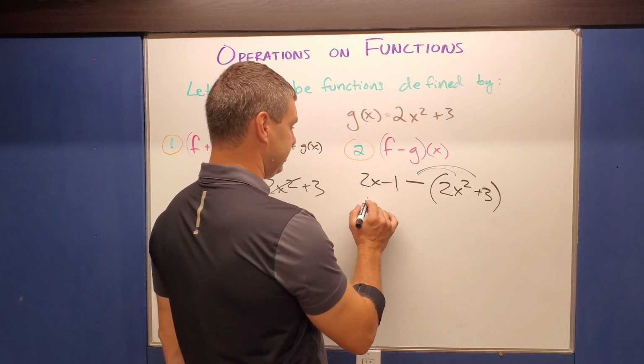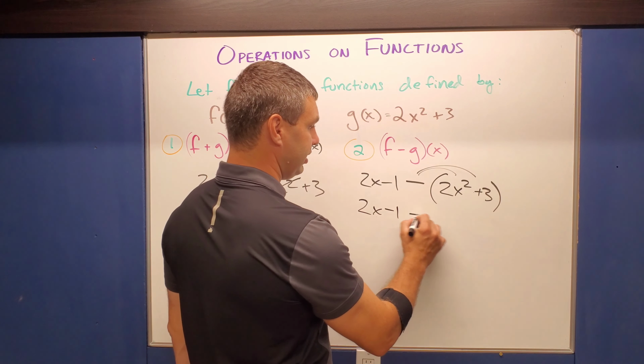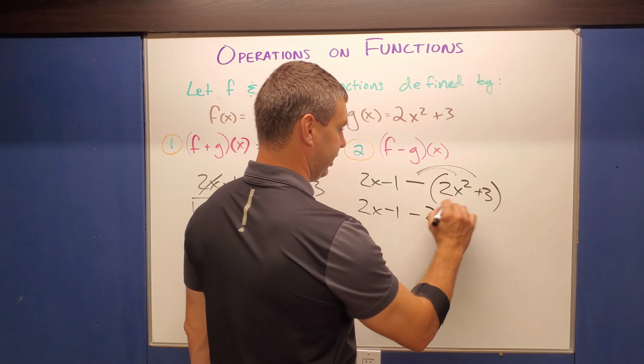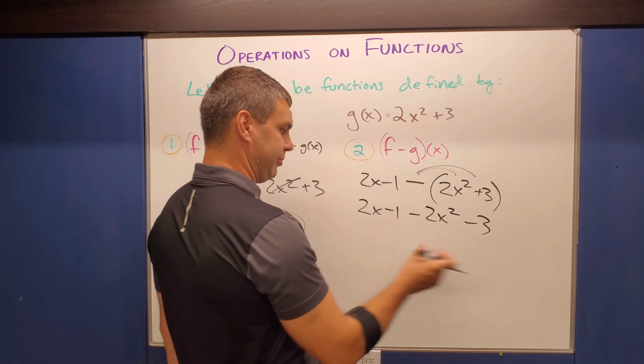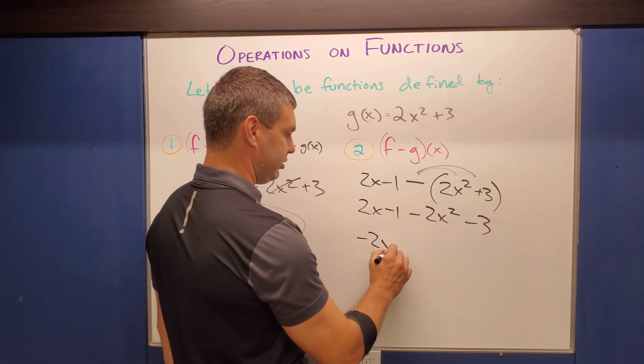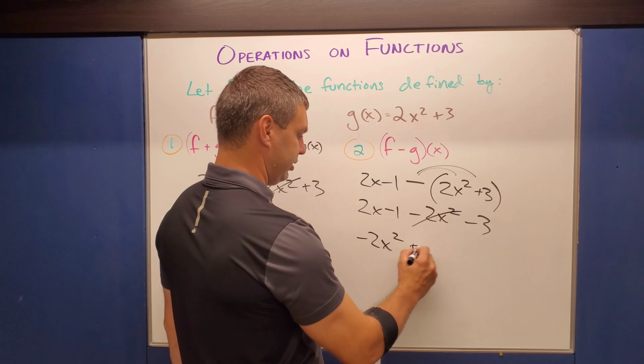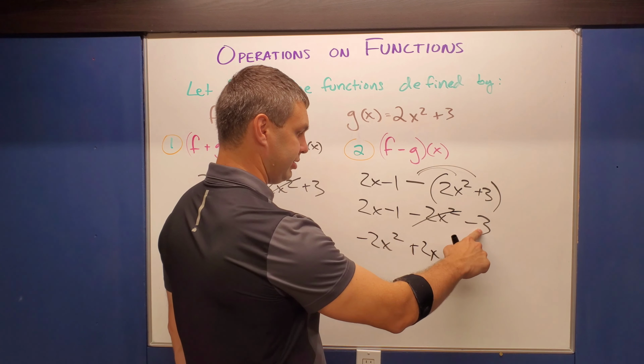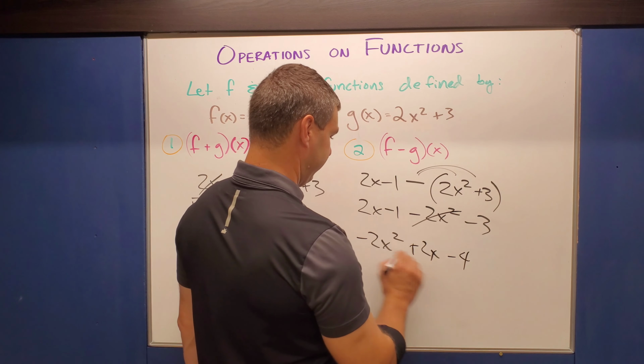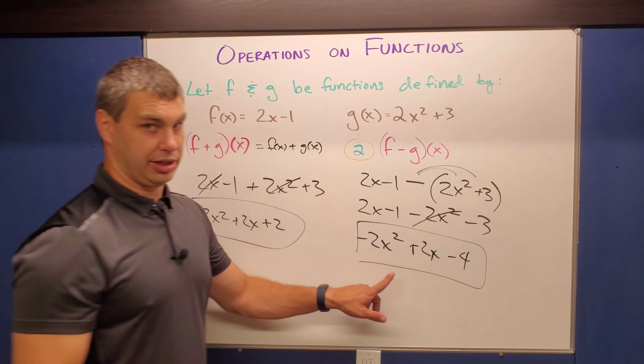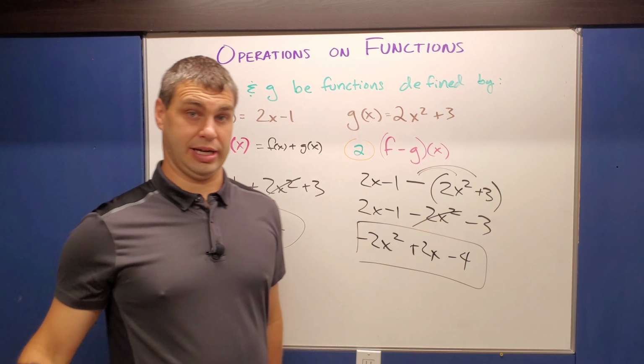So if I do this here, this is going to be 2x minus 1, negative 2x squared minus 3. Okay, now I can put those things together, negative 2x squared plus 2x, and then negative 1 minus 3 is going to be a negative 4. So very similar, but they are different for one when we add and one when we subtract. Let's try a couple more.